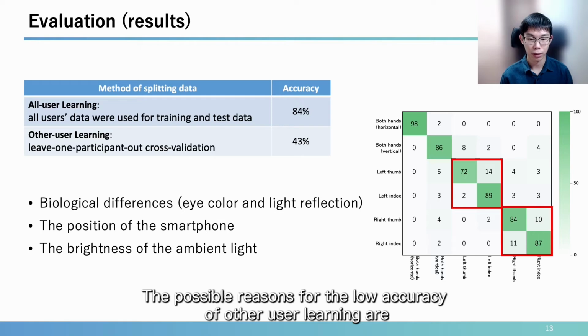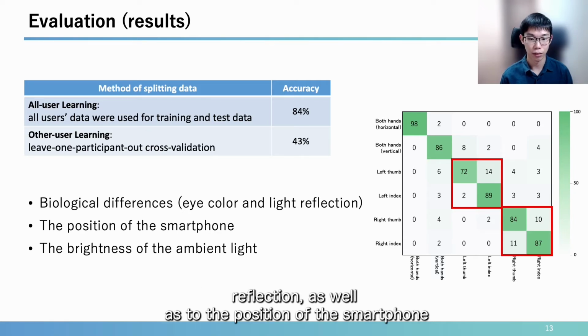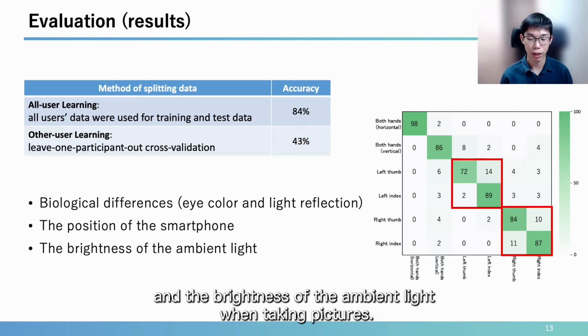The possible reasons for the low accuracy of other user learning are individual biological differences such as eye color and light reflection, as well as the position of the smartphone and the brightness of ambient light when taking pictures.